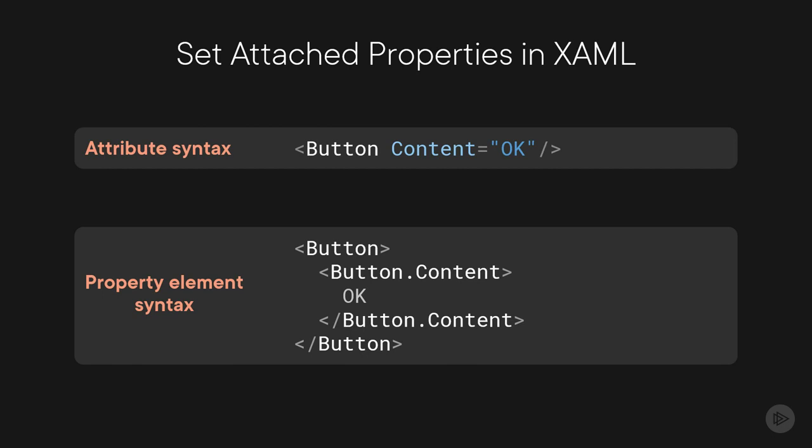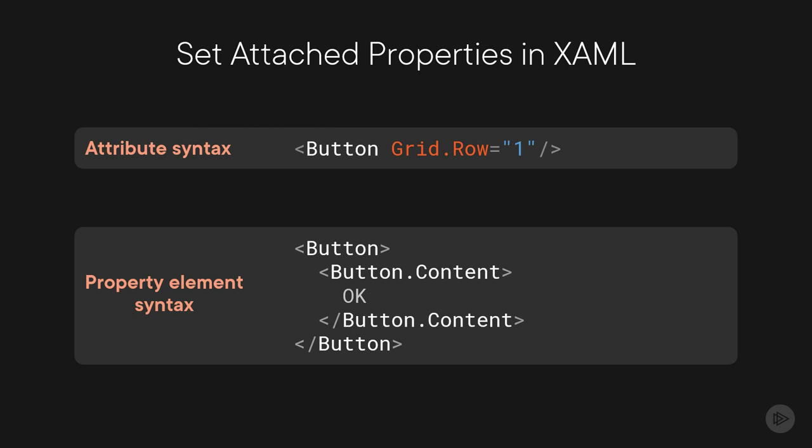Let's use the attached property Grid.Row as an example. You can set it on the button with the attribute syntax. As you know, an attribute for an attached property consists of the class that defines the attached property and the property name itself separated with a dot. In this case, it is the class Grid and the property Row that is attached to the button.